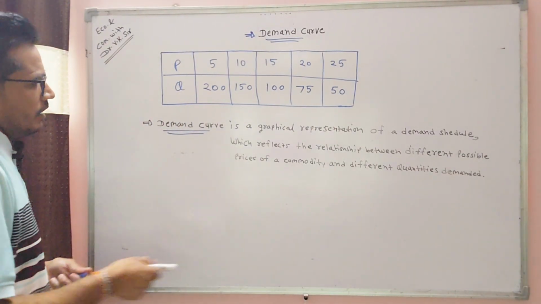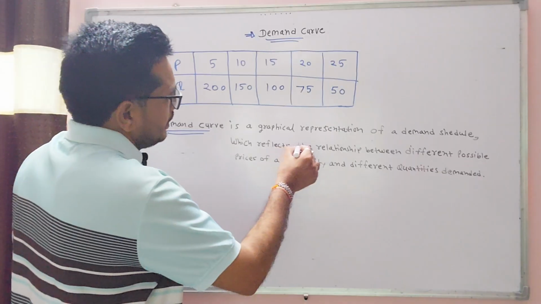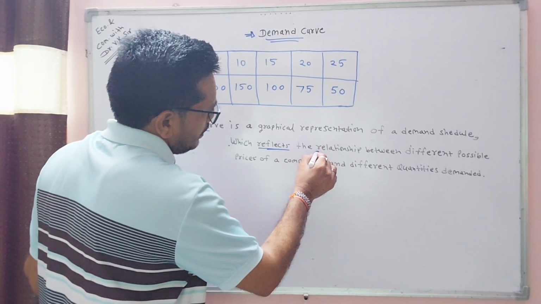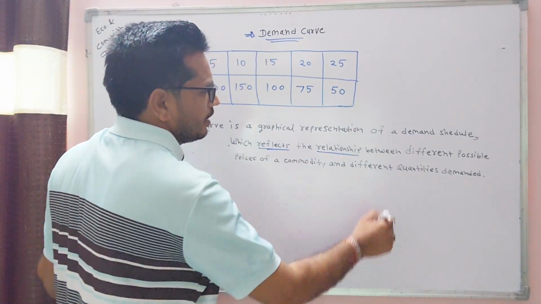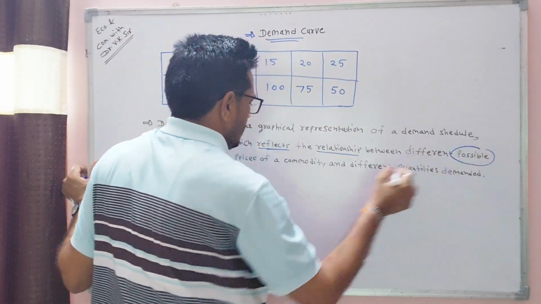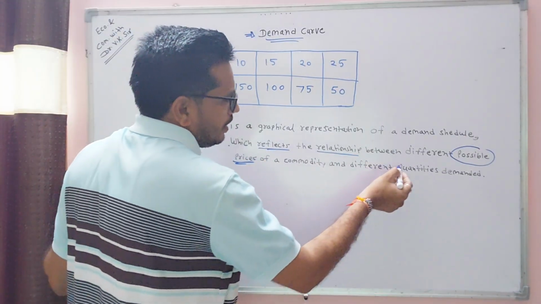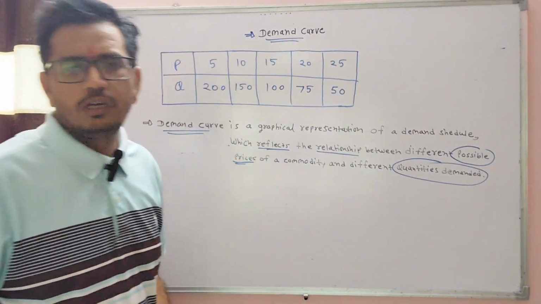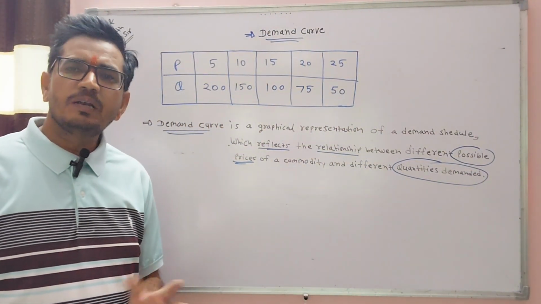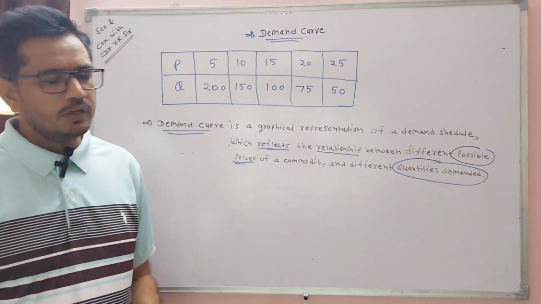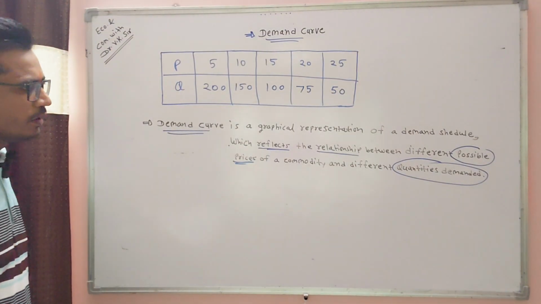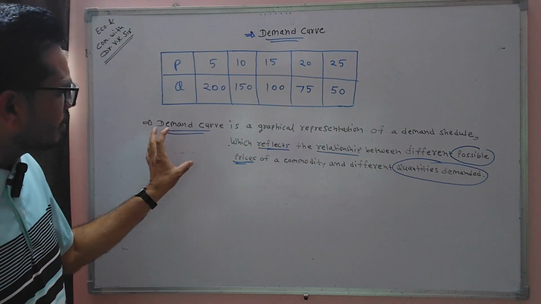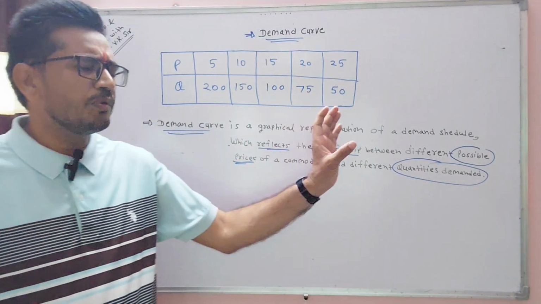That reflects the relationship between different possible prices and different quantities demanded. We already discussed demand and demand schedule, so there is no problem understanding. The main thing is very simple. What is demand curve? Demand curve is a graphical representation of demand schedule.